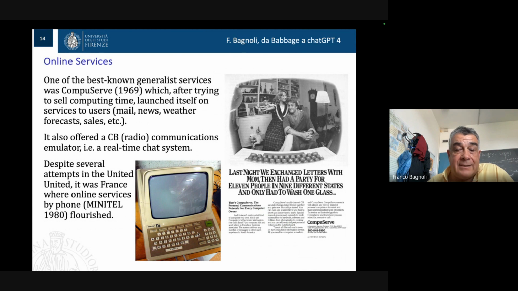While in France, it really took place, and so in the 80s, clearly much later, almost every family in France had a Minitel terminal, which was essentially a text terminal, by which you could do everything you do now using the web.